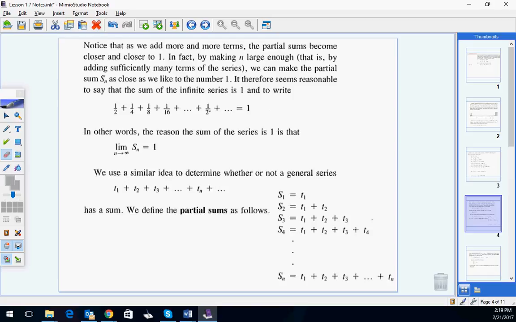So notice as we add more terms, the partial sums become closer and closer to 1. In fact, by making n large enough, that is, by adding sufficiently many terms of the series, we can make the partial sum as close as we like to the number 1. So therefore, it seems reasonable to say that the sum of the infinite series is 1, because we know he has to get there eventually.